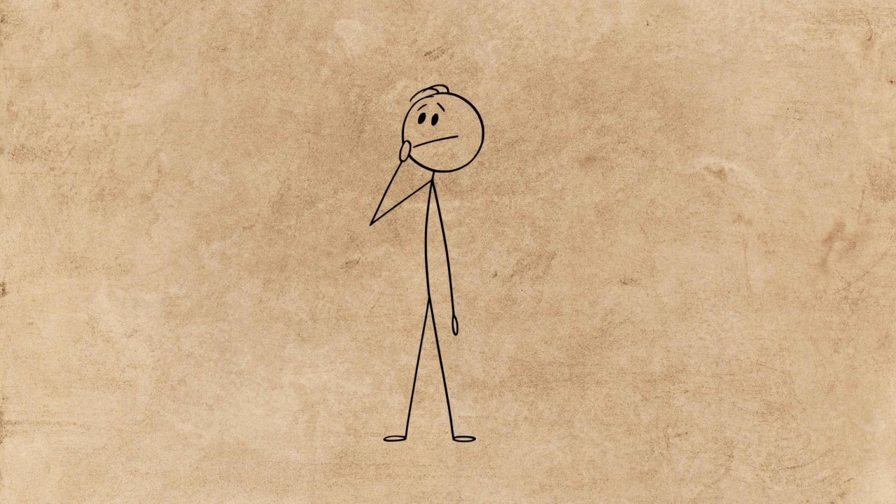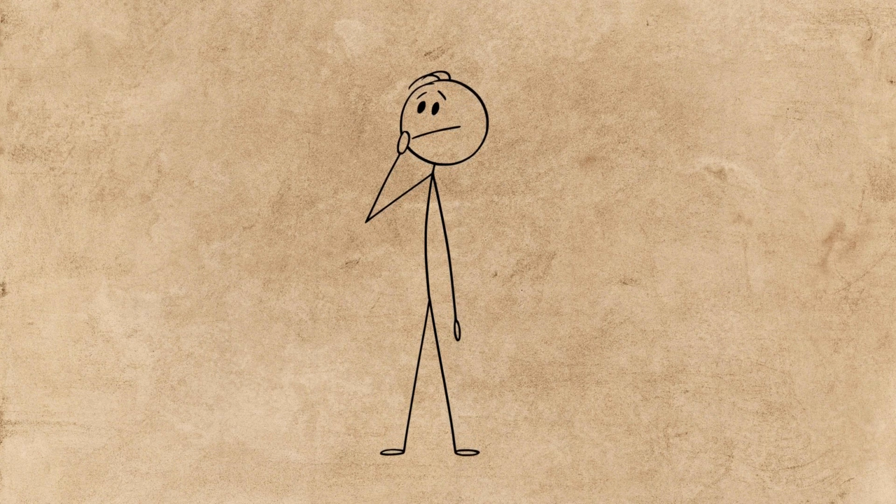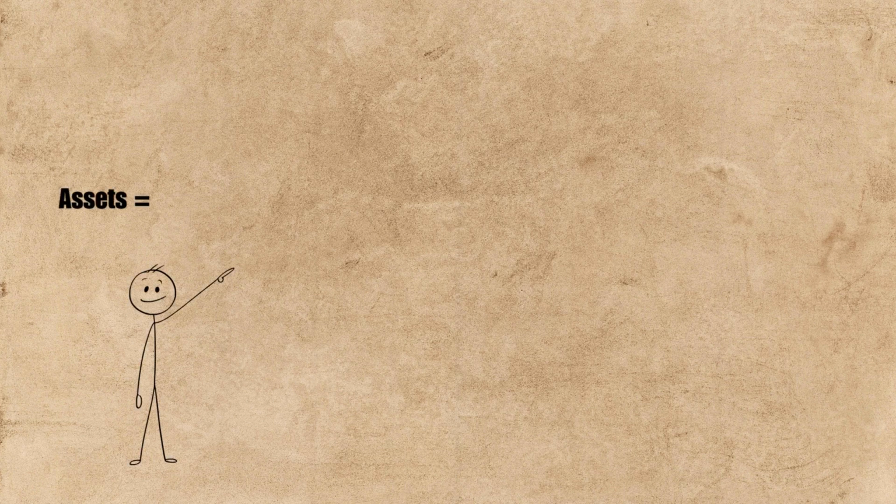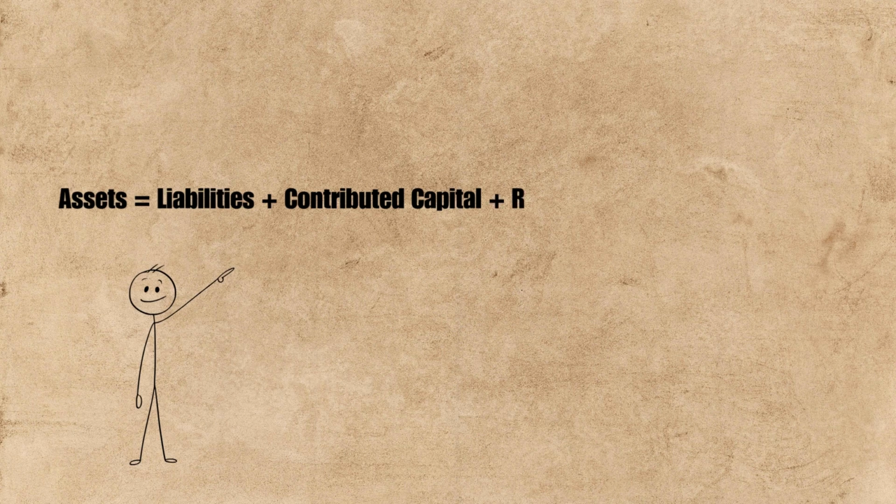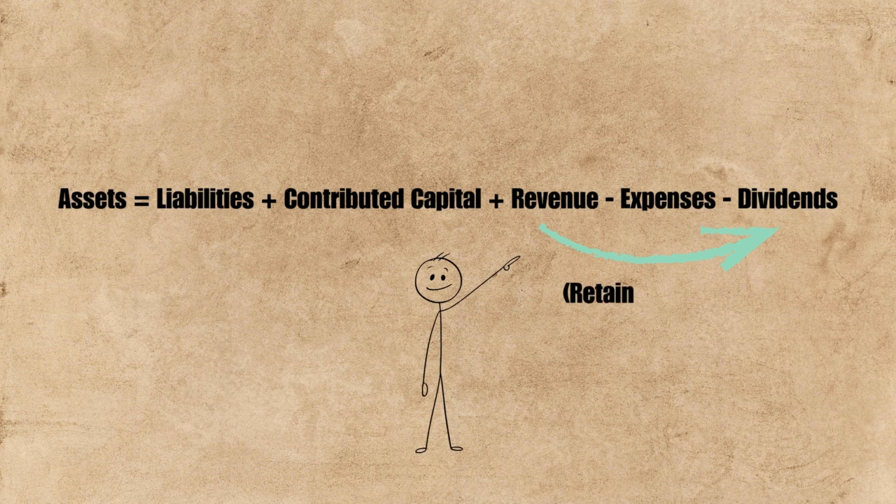Now that's the basic version of the accounting equation, but we can also expand it to show where equity really comes from. The expanded accounting equation is assets equal liabilities plus contributed capital plus revenues less expenses less dividends. This version gives us more detail about how equity changes over time. It's not just the owner's initial investment, but also profits, losses, and distributions.